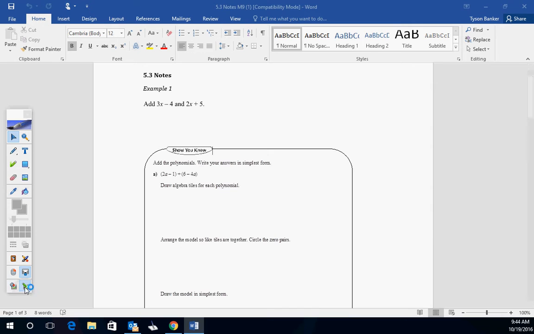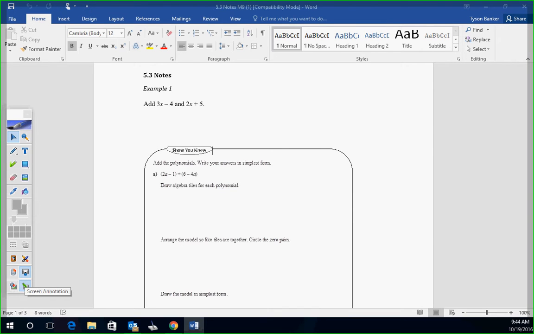Right, so we got 5, 3 notes. As an example, add 3x minus 4 and 2x plus 5. We're just putting these as like terms together, so you're adding those together. Again, the like terms are what? 3x and 2x, right? That's what we're focusing on. We're adding those together, so that'd be 5x. And negative 4 plus 5, that's 1. So 5x plus 1.